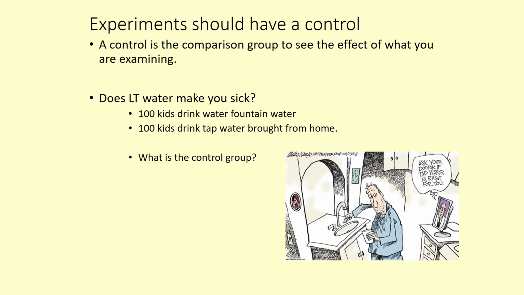So experiments should also have a control. And a control is a comparison group to see if the effect of what you are examining is what's going on. So maybe your question is, does LT water make you sick? So 100 kids drink water from the fountain at LT, and 100 kids drink tap water brought from home. What's the control group? So which one is going to be used to compare the effect of what we're examining? Well, here's what we're examining, LT water. So this is our control group. Control group is the one that we're going to compare to what we're testing.